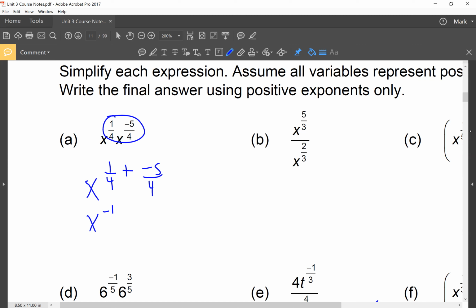Oh, is that right? Oh, yeah, I'm reducing this. Sorry, I did this on my calculator. What you'll get is -4/4, which is x to the power of -1. And this is okay, but if I wanted to simplify this, it would be 1/x. X to the power of -1 would be 1/x. All right, cool. What about question number B?